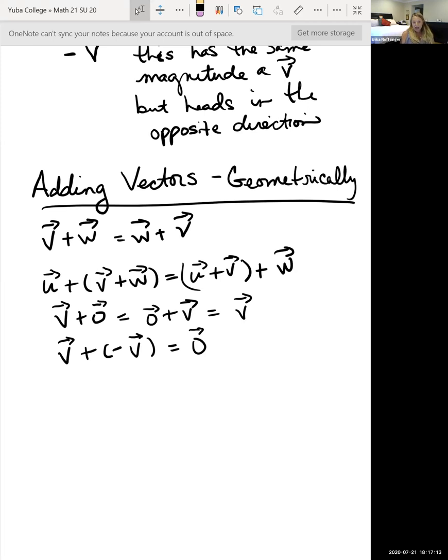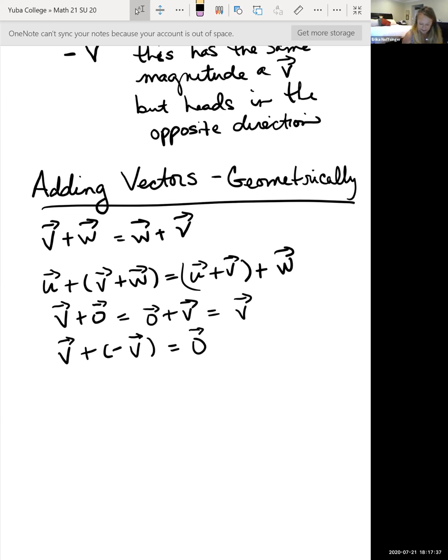Okay, there's two ways to add them geometrically. Basically, the first vector you're going to draw. The second vector you're going to take and put the initial point of that vector on the terminal point of the first vector. And then once you've drawn that, you're going to connect the initial point of the first vector to the terminal point of the last vector.